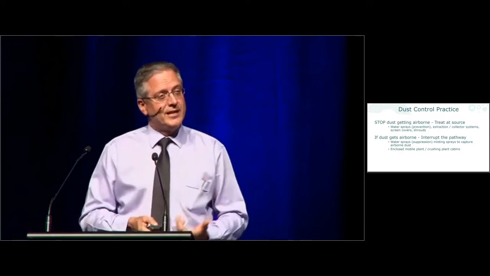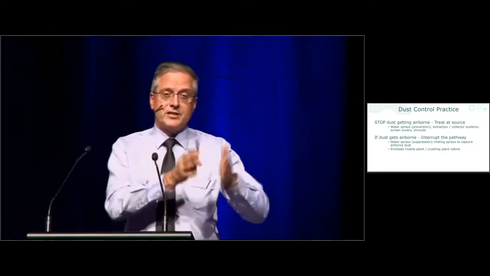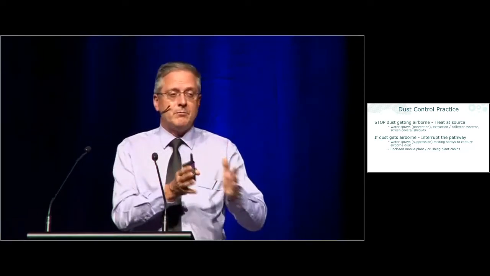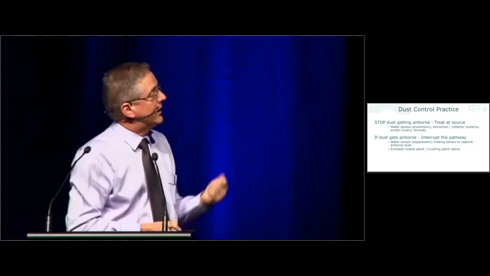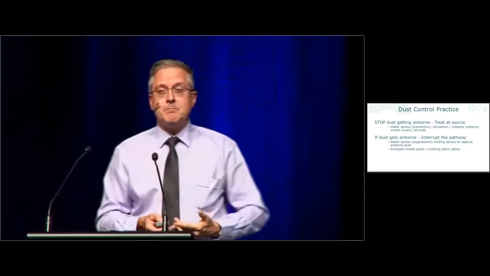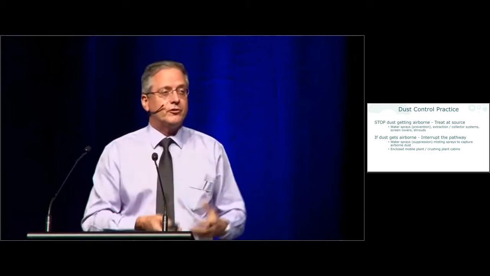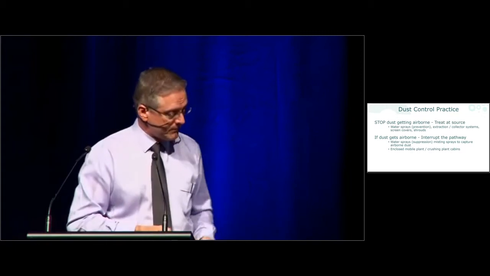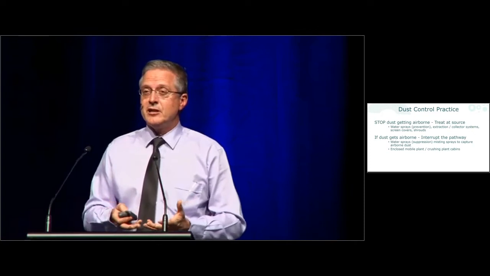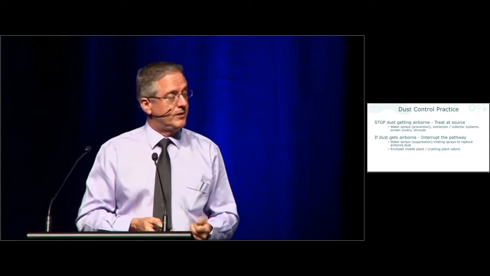If dust does get in the air, the next step, and I'm boiling this down to basics, is to interrupt the pathway between the source and the worker. That's things like water sprays, suppression sprays, a misting spray to try and knock dust out of the air. That's problematic. Once dust gets in the air, it's very difficult to actually drop it out of the air with a water spray. Or you can enclose your worker in an enclosed cabin. That's a form of separating them from the exposure.